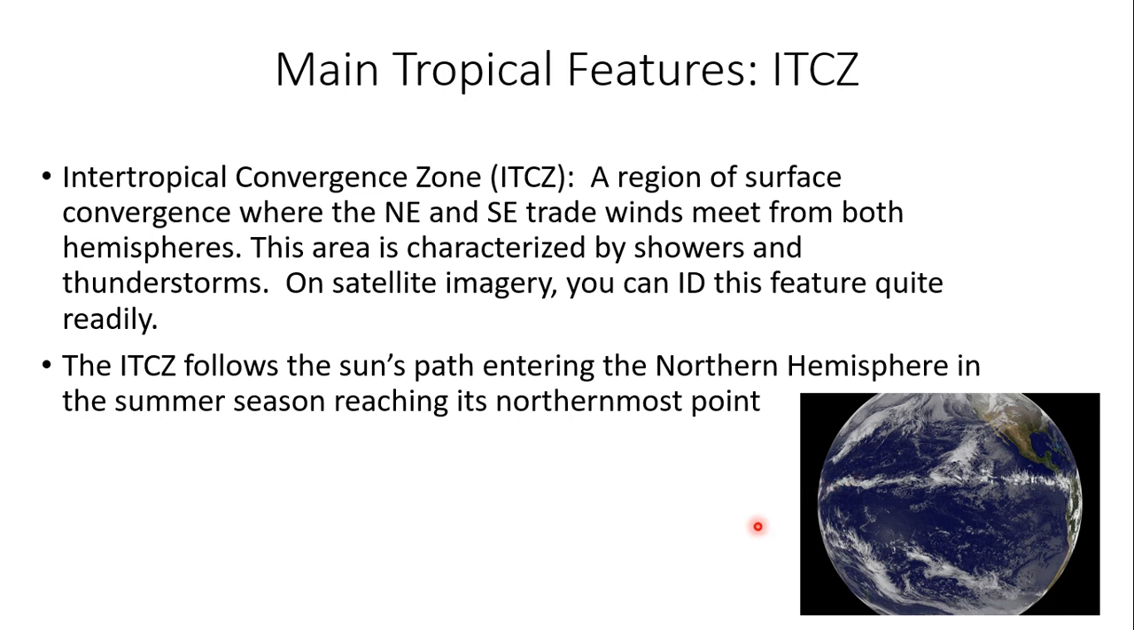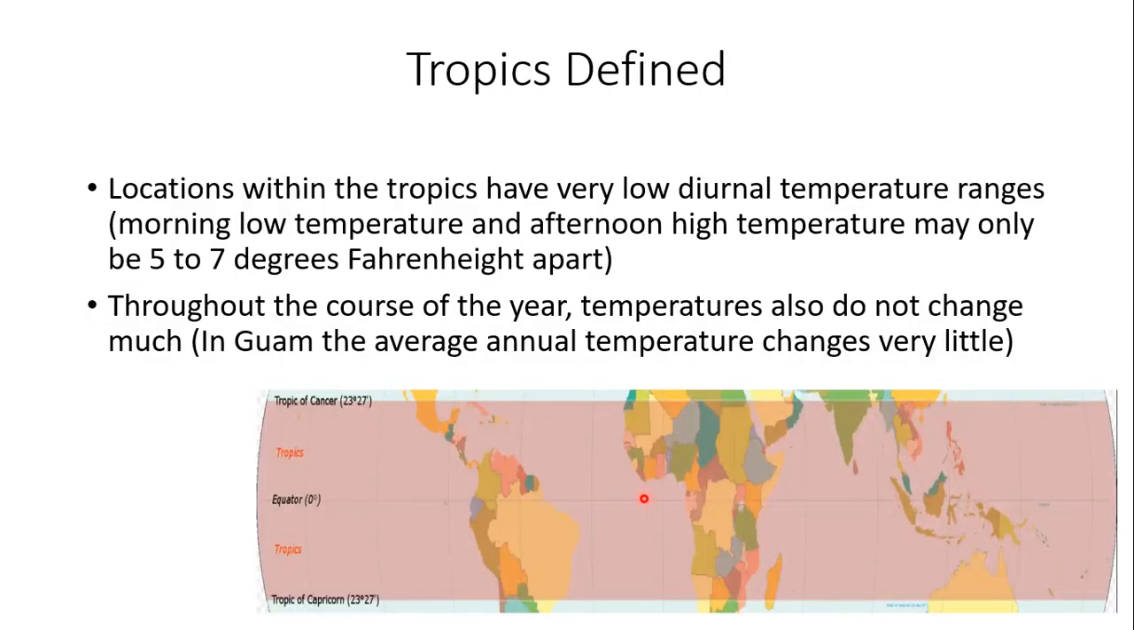The ITCZ does follow the sun's path. It enters the northern hemisphere in the northern hemisphere's summer season, and it reaches its northernmost point at that time of year. The ITCZ tends to move further south during the winter in the northern hemisphere. So it generally tends to follow the sun. And what I mean by following the sun is, as I mentioned earlier, the sun's most direct rays are located at 23.5 degrees north latitude, the Tropic of Cancer. They're at the summer solstice around June 21st.